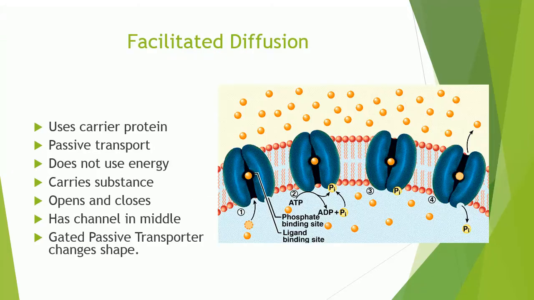Facilitated diffusion is going to use a carrier protein, and it's passive transport, so it's not going to require energy. It's going to carry those substances, like we discussed before, from the inside to the outside or the outside to the inside. If you look at the blue proteins on the right, the protein has a channel in the middle, and the molecules go through that channel. So it's going to open like a mouth on one side, grab the molecules, move them through the channel, and move them to wherever they need to go. And there's also a gated passive transporter, which changes shape.